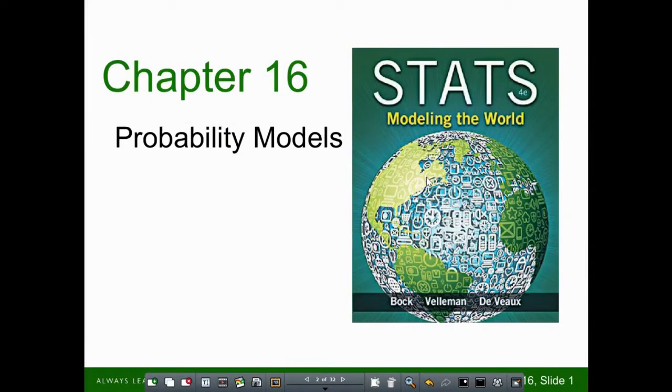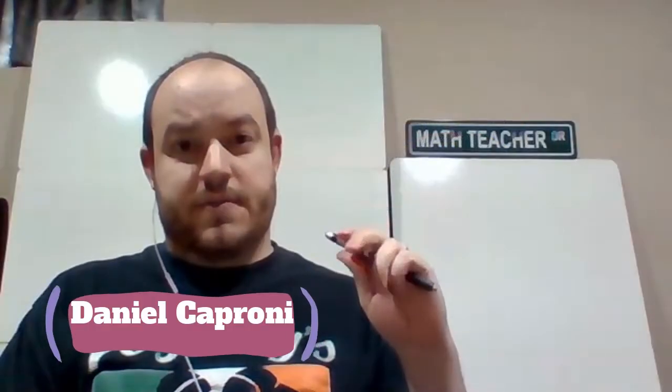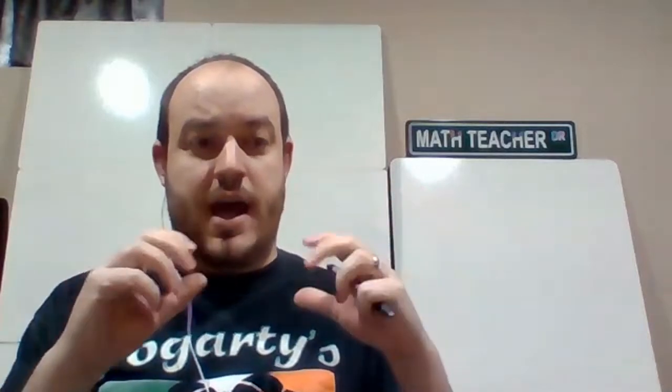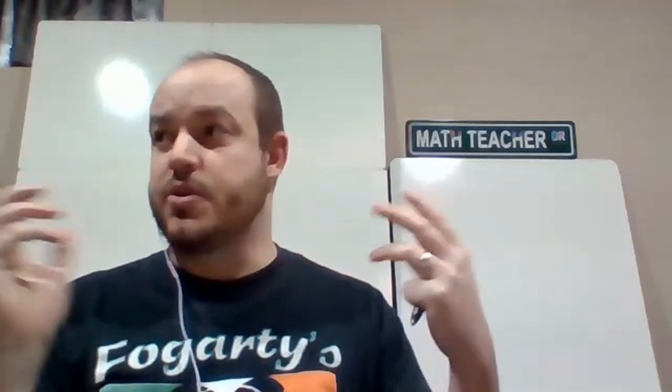All right, so today we're actually going to be starting chapter 16. Chapter 16 is going to be all about probability models. We're going to be transitioning from last chapter, where it was more focused along the lines of, hey, we have created a probability distribution. Now, how do we manipulate the mean, the standard deviation? What happens when you combine two different distributions together?